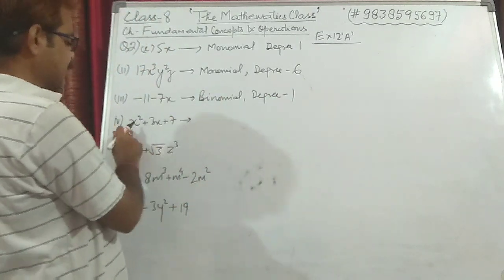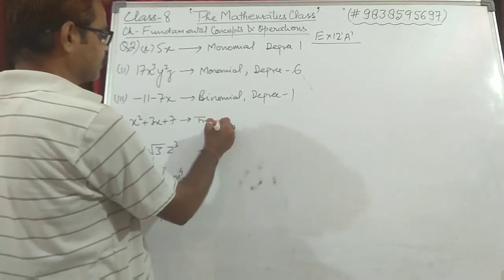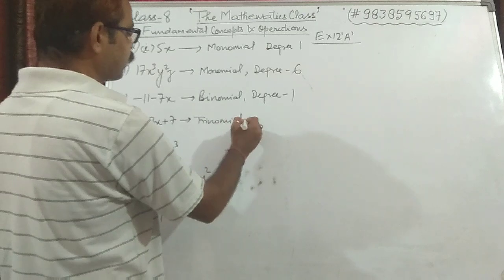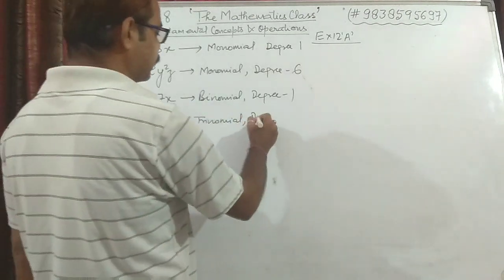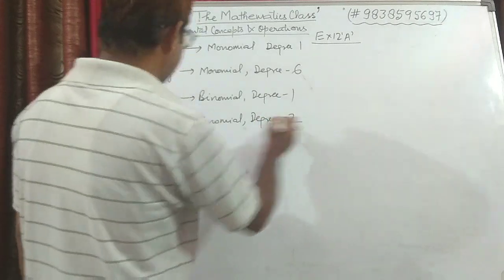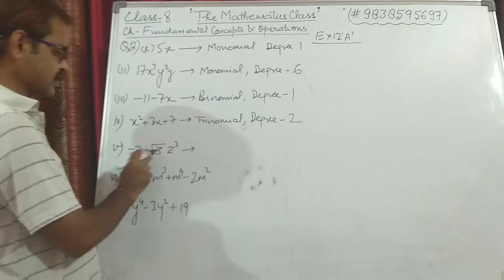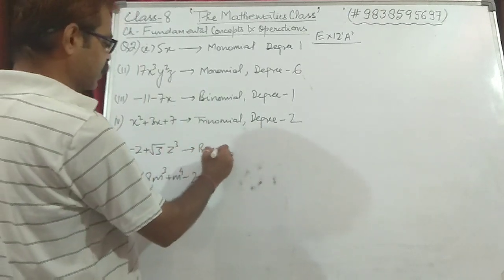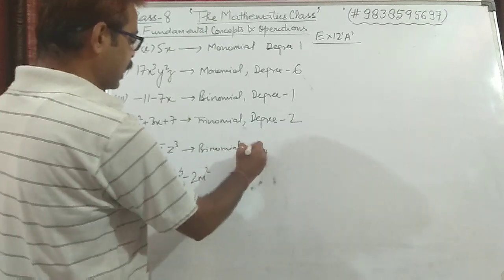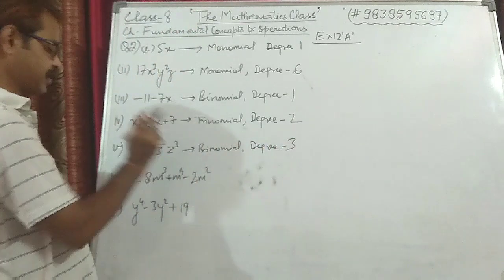This third one, x square plus 3x plus 7, is a trinomial, having three terms, so it is a trinomial, and degree is 2. Highest power is x square. In this one, minus z plus under root 3x z cube, this is a binomial. Binomial, and degree you can easily make out, that is 3, highest power z cube.